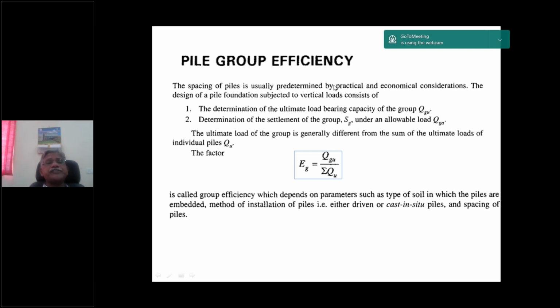The pile group efficiency can also be calculated from this simple formula: QGU divided by sigma QU. That is, group capacity divided by the sum of the individual pile capacities. So this gives you the efficiency of the pile group.